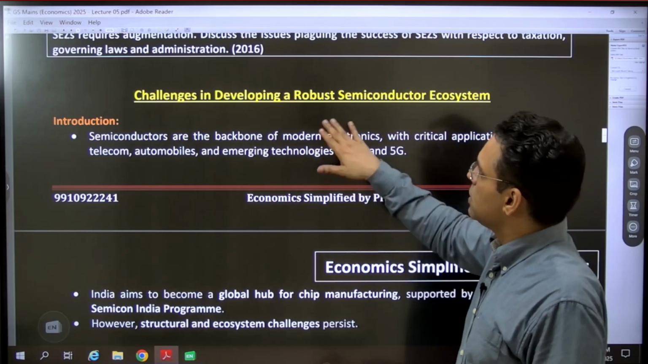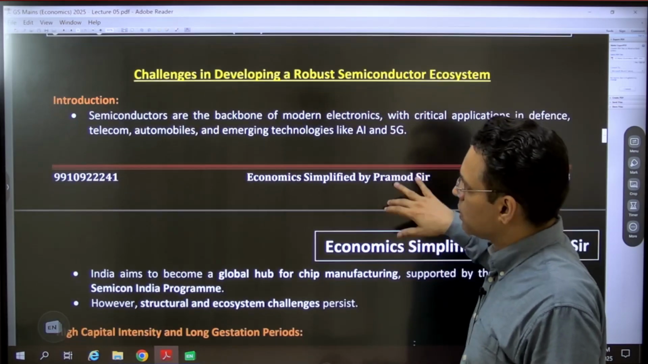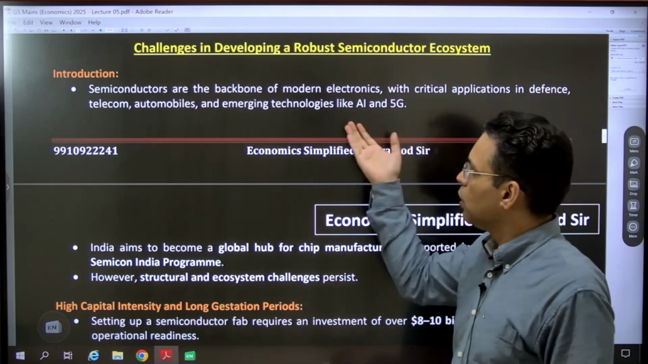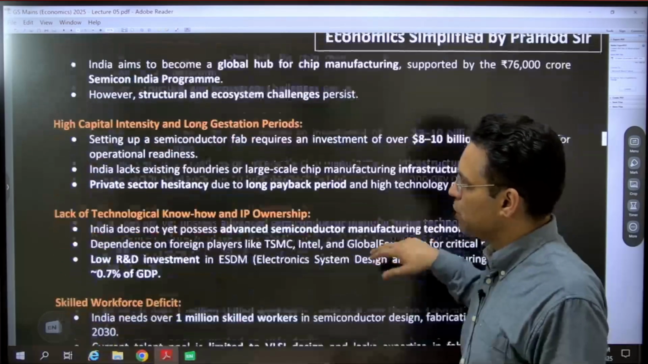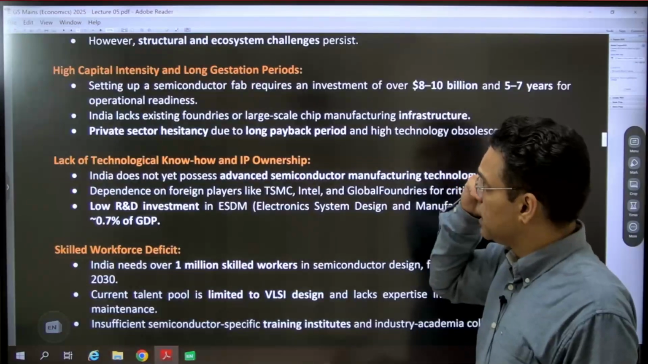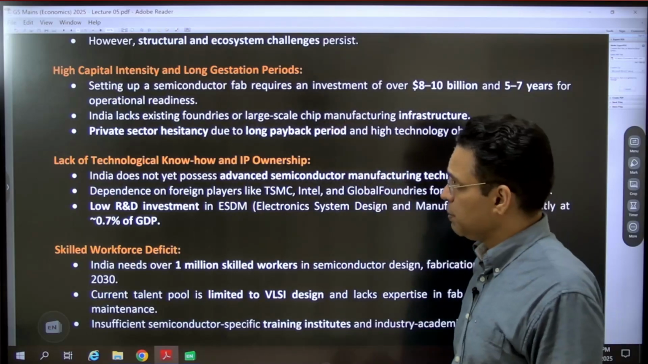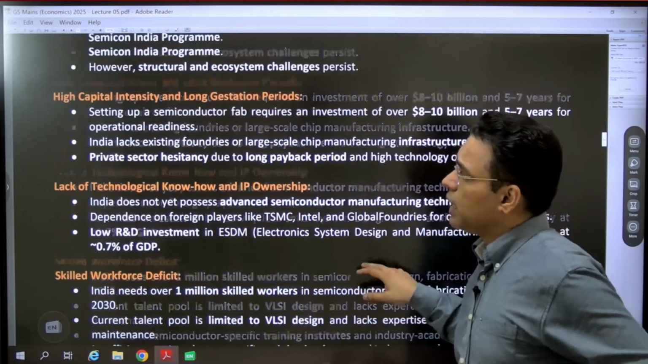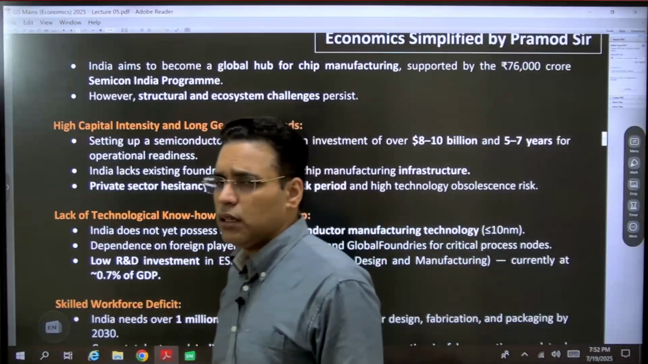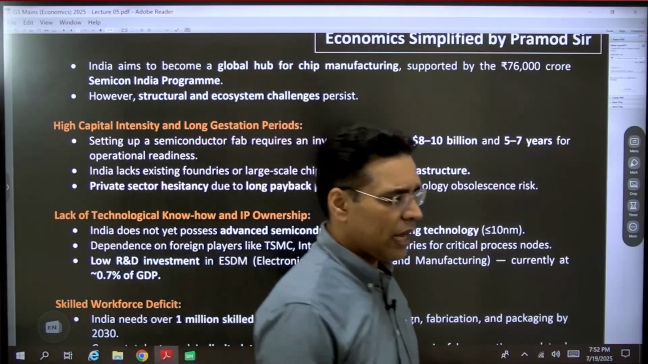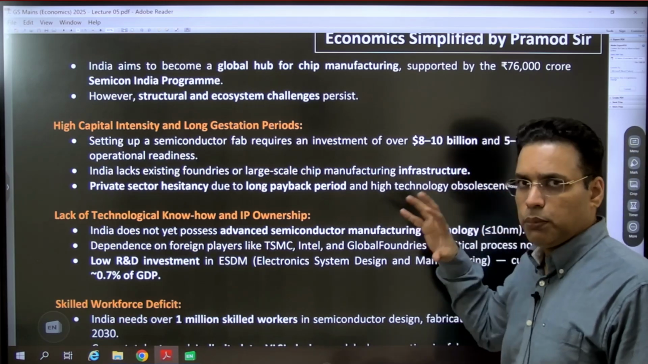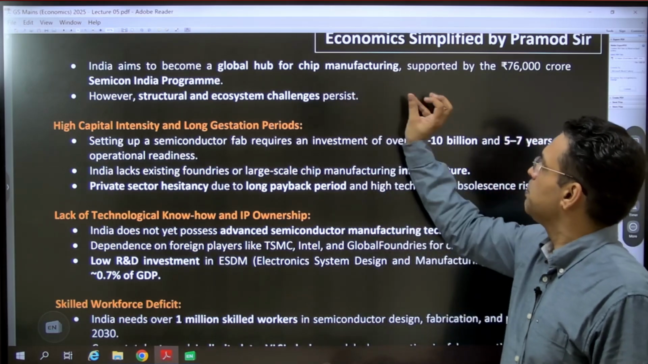Now, challenges in the robust semiconductor ecosystem. This topic is very important because semiconductors are the future, and modern technologies like AI and 5G need their adoption. High capital intensity, long gestation period, lack of technological know-how and IP ownership. Now, India's semiconductor industry is not yet developed, unlike what has happened in the USA and other nations, and thereby we need to develop and create an ecosystem for chip manufacturing.